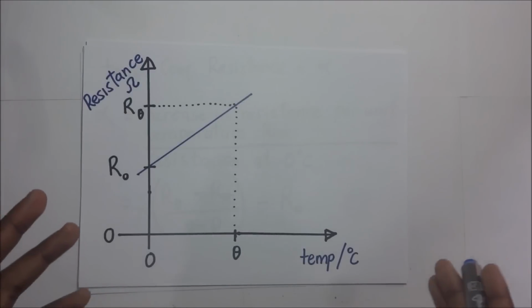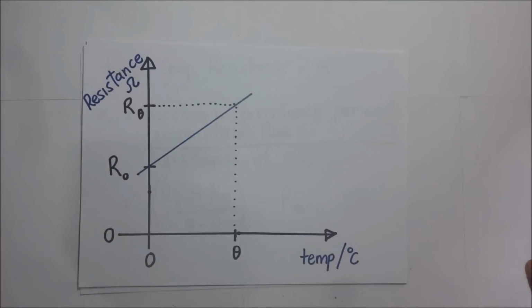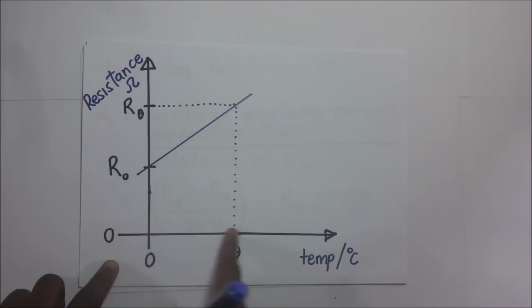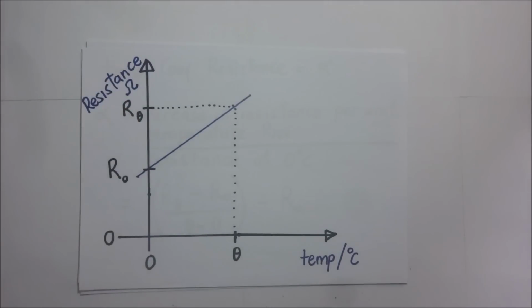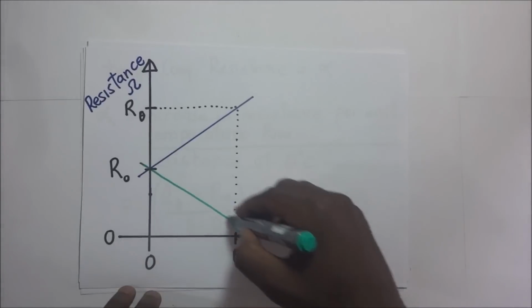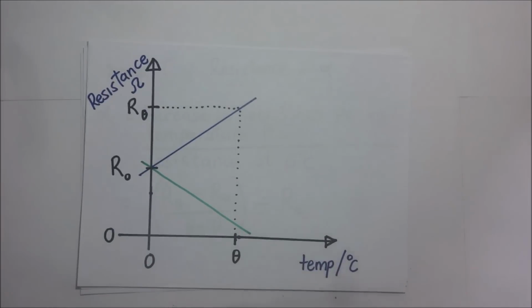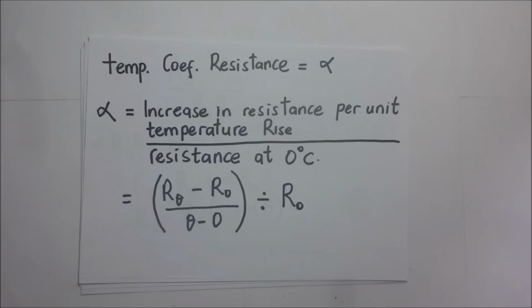However, there are materials like germanium and silicon that have their resistances decreasing with increase in temperature. So if we plot a graph of such, it would mean that as you increase the temperature, the resistance drops, and as a result, the graph will always have a negative slope. Such materials, whose resistance decreases with increase in temperature, are said to have a negative temperature coefficient of resistance.